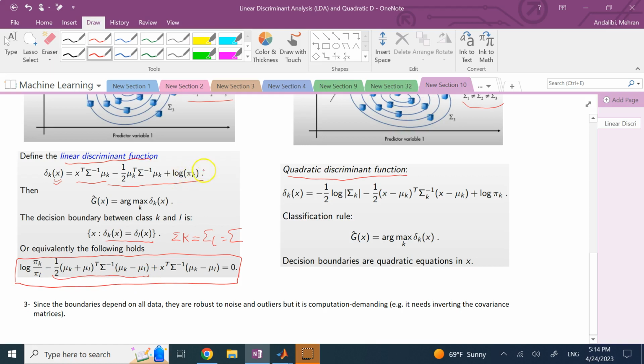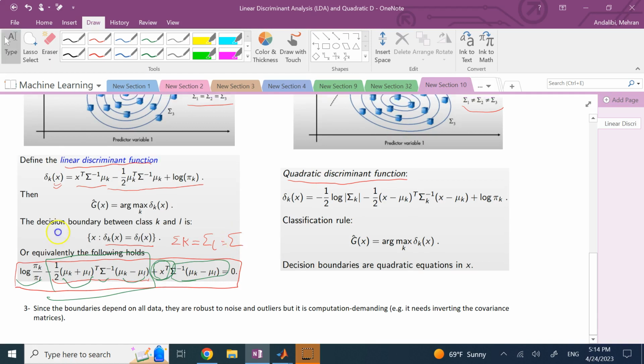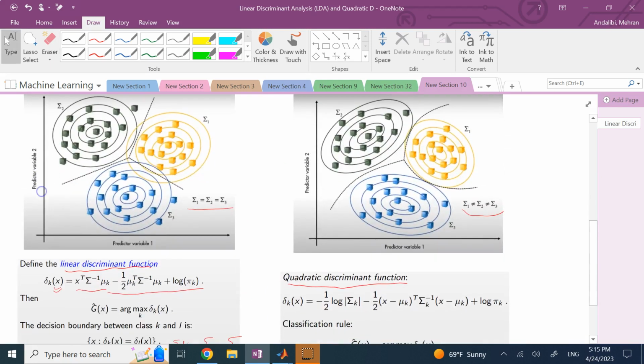And then these two logs, when you subtract them, it's going to be the log of the division. And if you look here, everything is a number except for x, right? Because the pi k and pi l are known numbers. So this is a single number here. This is a single number. This is a single number. This is a matrix, so this whole thing will be a number. And then here, this is also a number or vector multiplied by x transpose. So in general, the only term of x that you see here is a linear term of x. So clearly the boundary is going to be a line, as you can see.